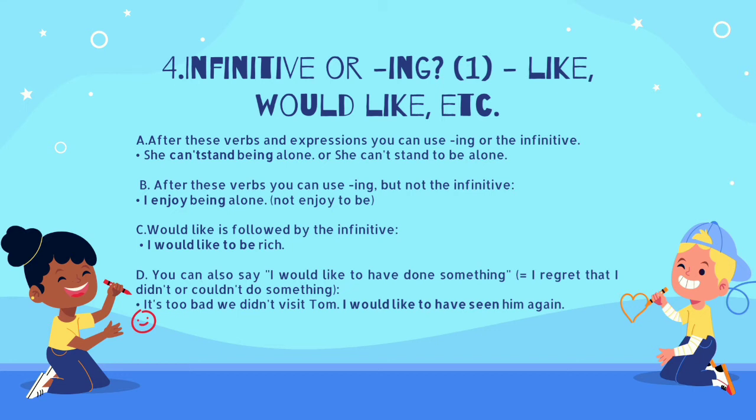C. Would like is followed by the infinitive. Example, I would like to be rich. D. You can also say, I would like to have done something. For example, it's too bad we didn't visit Tom. I would like to have seen him again.